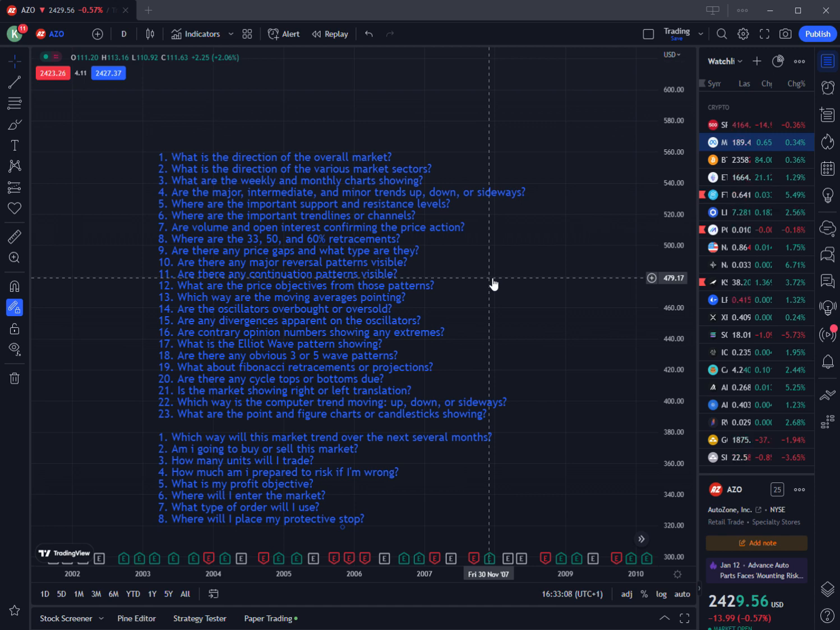What is the Elliott wave pattern showing? Like the 5 wave up, or the ABC pattern down, or the 1 to 3, or even the 1 to 3 within a 1 to 5, and a whole bunch of stuff. Fibonacci retracement, cycle tops or bottoms, is the market showing right or left translation, a whole bunch of stuff we've already gone over. But it's a great set of steps to follow, and there are a lot.